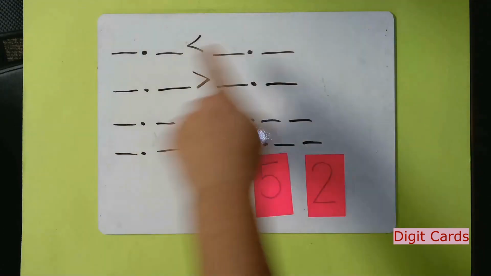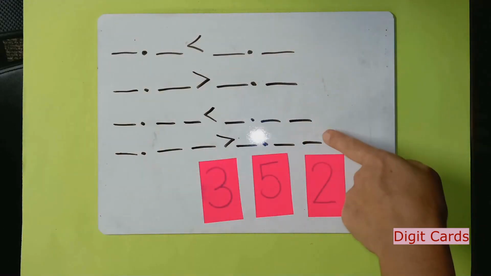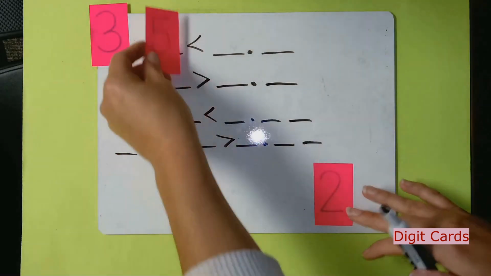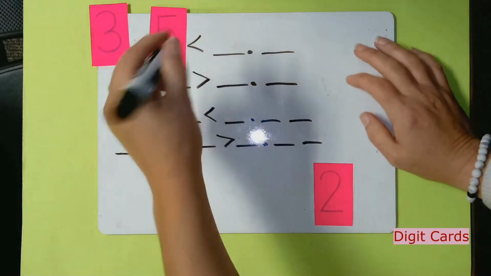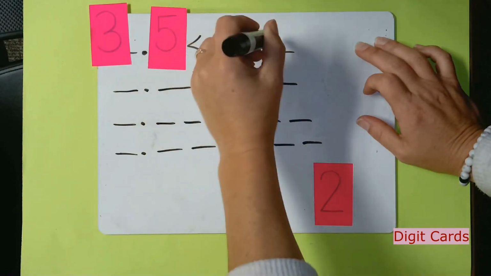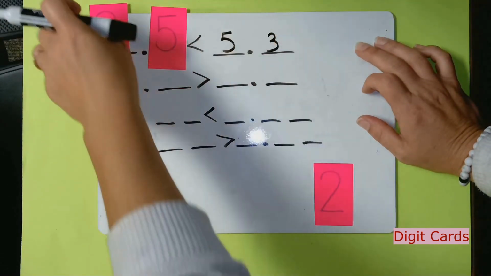One of my favorite activities after students have that understanding is to give them some digit cards and then give them some comparison sentence stems to fill in. So using those digit cards, they create numbers that would make those sentences true.